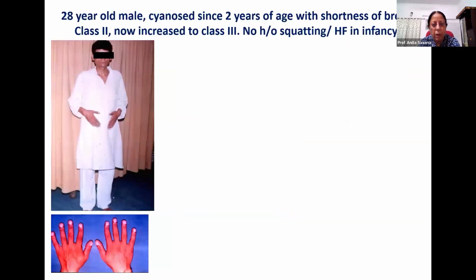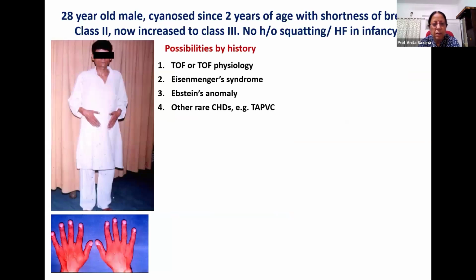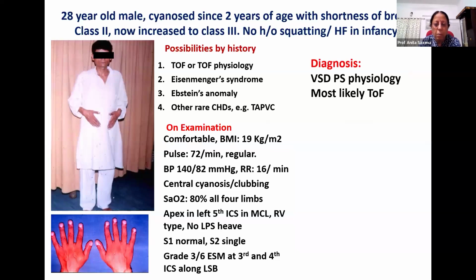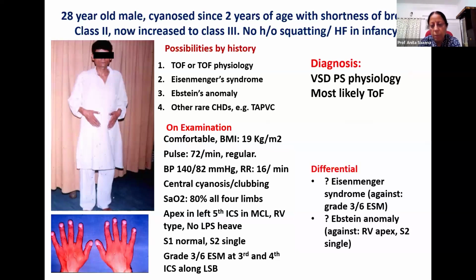So you may not always have typical X-rays, but this is what will always be there: no cardiomegaly and lungs being oligemic. So I just show you this case, a 28-year-old male, cyanosed, now becoming class 3, no history of squatting or heart failure in infancy. And these are the possibilities. We discussed most of it. He's got an ejection systolic murmur, which is grade 3/6. Once you have that murmur, please think about tetralogy or tetralogy physiology.